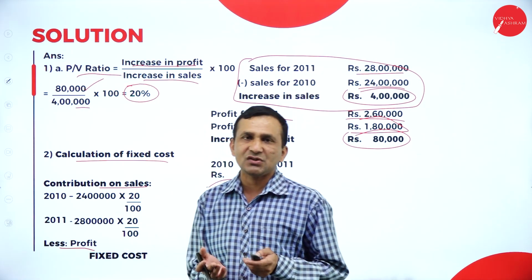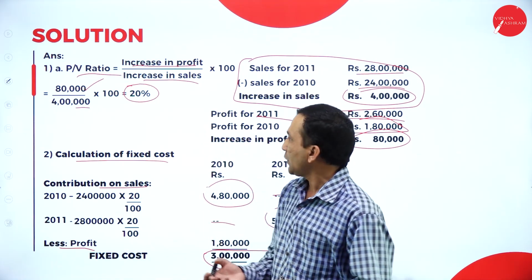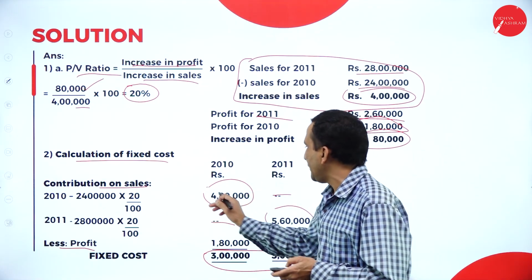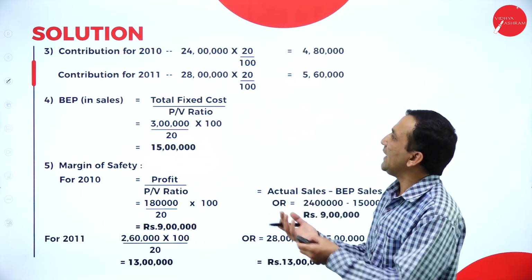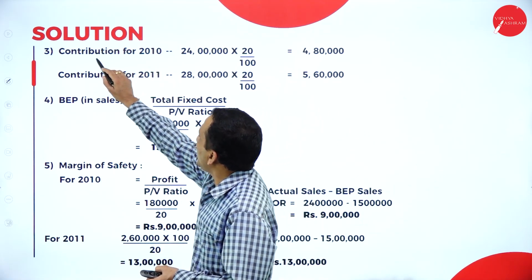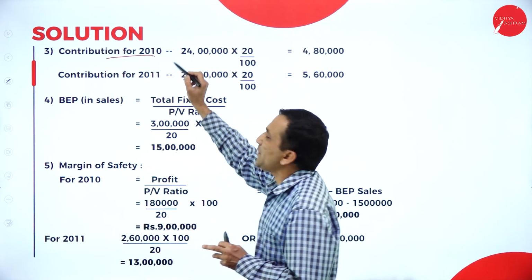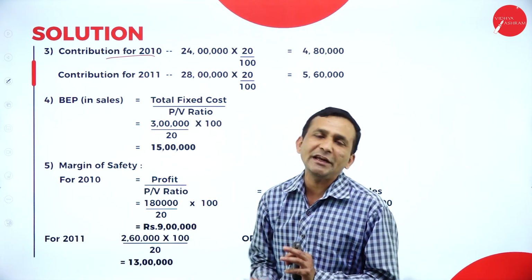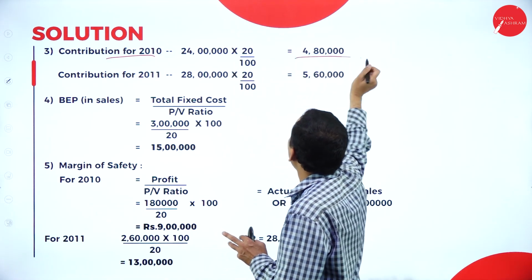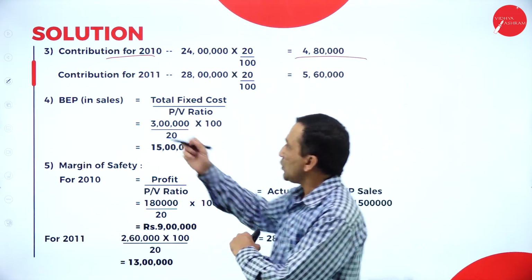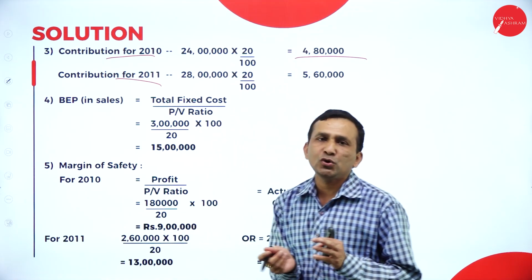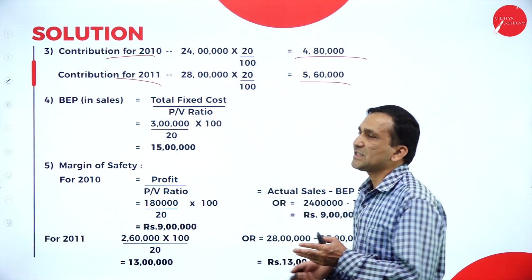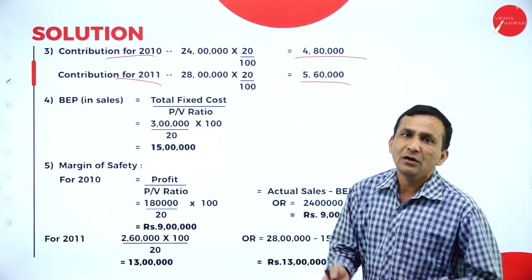Once we get the fixed cost, next moving to the contribution. The question is to find out the contribution for both years. Directly we can say which is also the contribution, but we do a separate calculation. So contribution for 2010: we know the sales value is 24 lakhs. We need to apply the PV ratio, because everywhere we need to apply the PV ratio. 20%, 4,80,000 is the contribution. So for 2011, the sales value 28 lakhs into 20% PV ratio is 5,60,000. Both years' contribution we calculated.